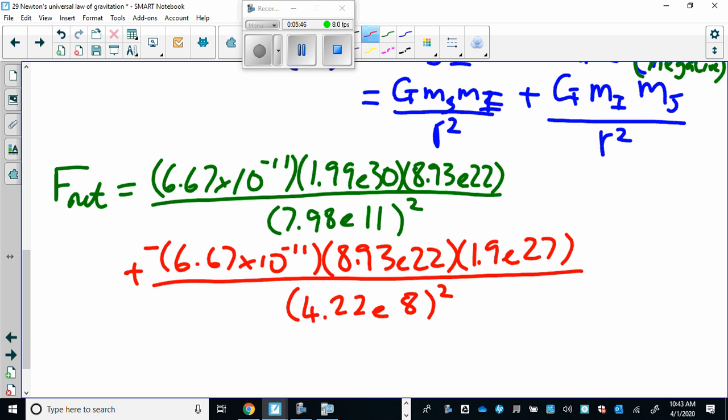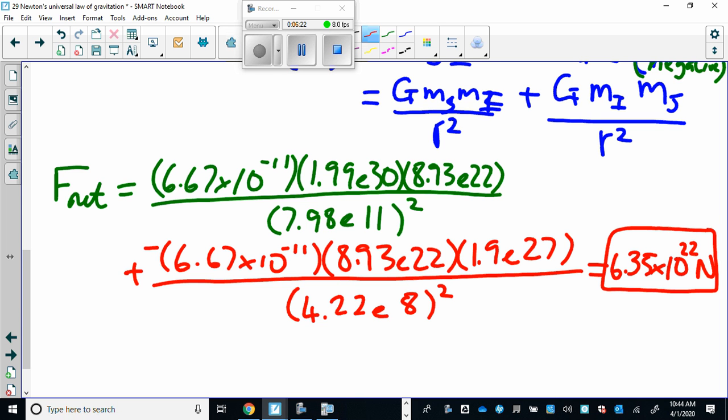Stick that into your calculator, which you need to practice big time, because this is a relatively simple calculation compared to when we get to Kepler's laws and other things in physics. So please practice this on your calculator. It's really easy to make a mistake, forgetting to square something, forgetting the negative. Anyway, once you've done that, you should end up with an answer of 6.35 times 10 to the 22 newtons.